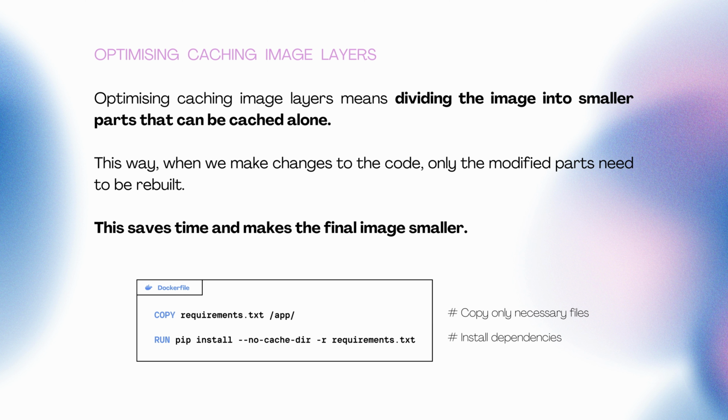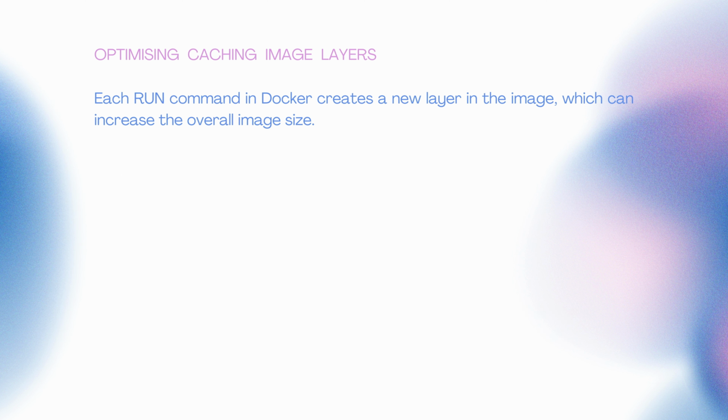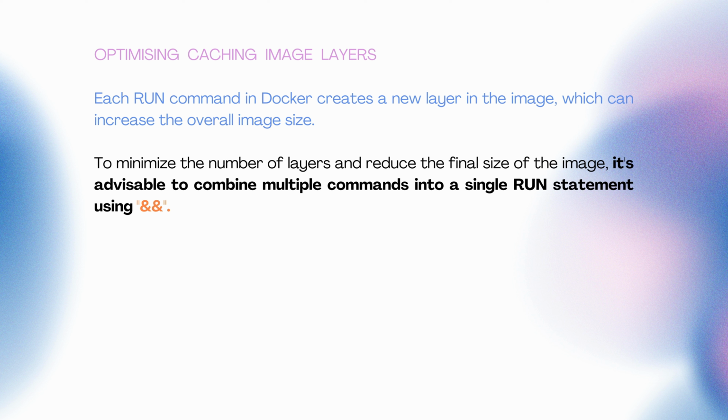It's important to also keep in mind that each time we specify the RUN command in Docker, it will create a new layer in our image, which can increase the overall image size. To minimize the number of layers and reduce the final size of the image, it is advisable to combine multiple commands into a single RUN statement using the && symbol twice. So this is how it looks in the example below.